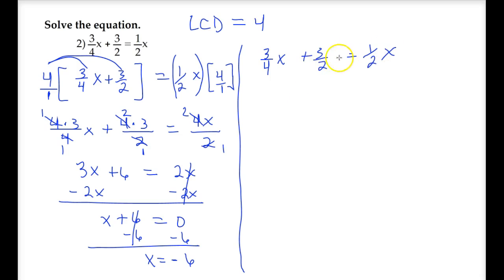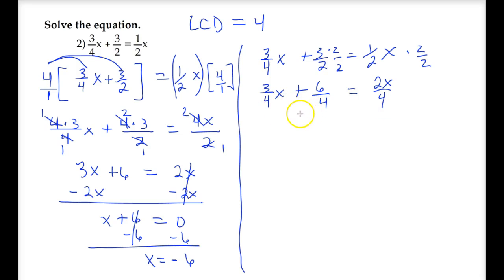So the first thing that we would want to do here, again, is realize that we have a common denominator of 4. And so to change all these fractions here to have a denominator of 4, what we would want to do is multiply the numerator and denominator of this fraction by 2, as well as multiply the numerator and denominator of this fraction over here by 2 as well. And if we do that, we end up with 3/4 x plus 6 over 4 equals 2x over 4.